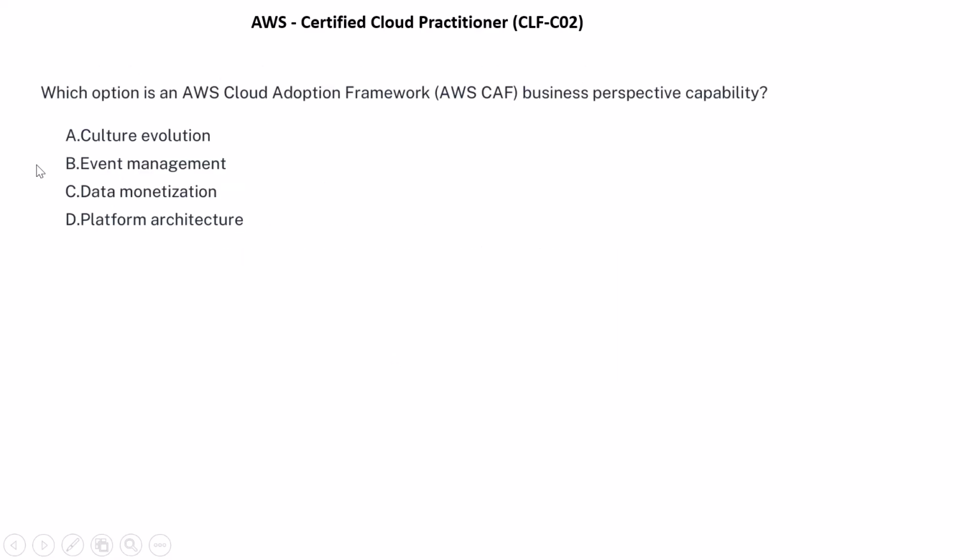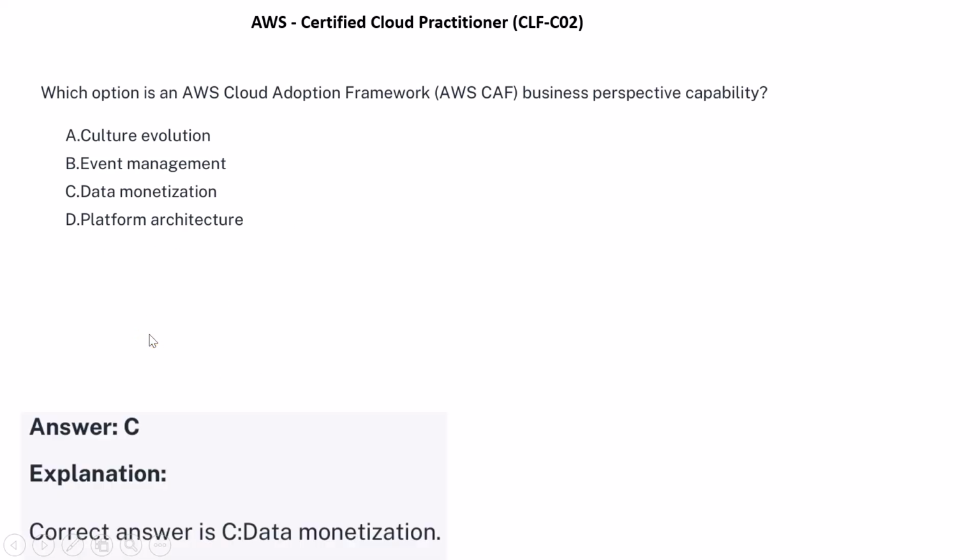Next question. Which option is an AWS Cloud Adoption Framework business perspective capability? Option A, culture evaluation. Option B, event management. Option C, data monetization. Option D, platform architecture. The correct answer is option C, data monetization.